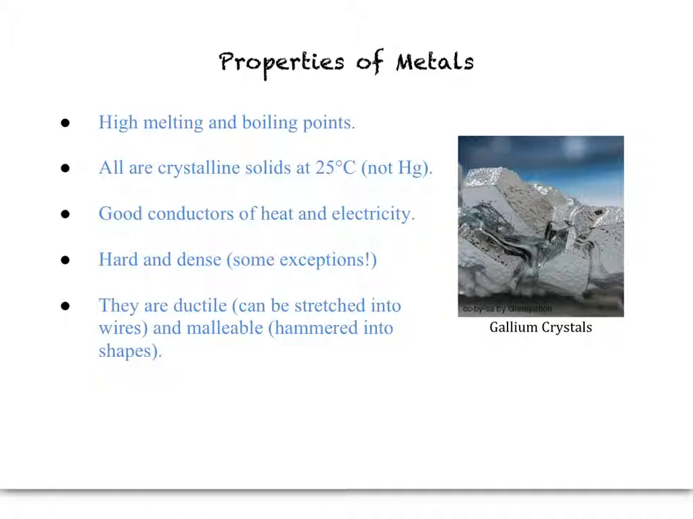The metallic bond is very strong, so metals have high melting and boiling points and are all solids at room temperature, with the exception of mercury. They are all good conductors of heat and electricity and are usually dense and hard. They are ductile, that means they can be stretched into wires. They are also malleable. Malleable means they can be hammered into different shapes. Think of the blacksmith at their anvil.